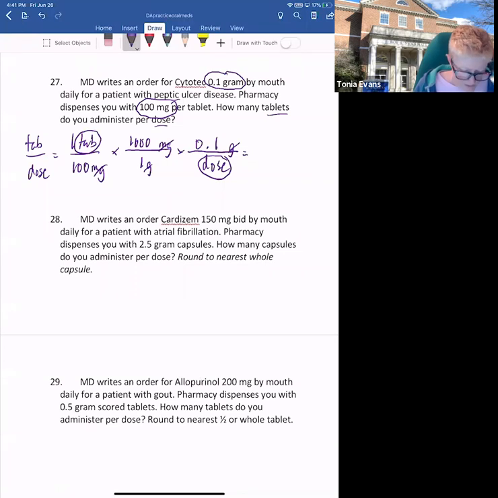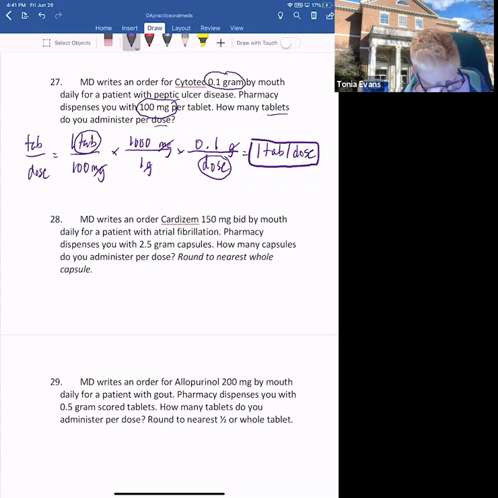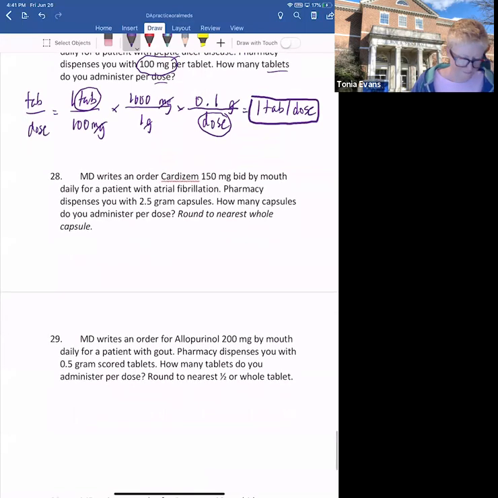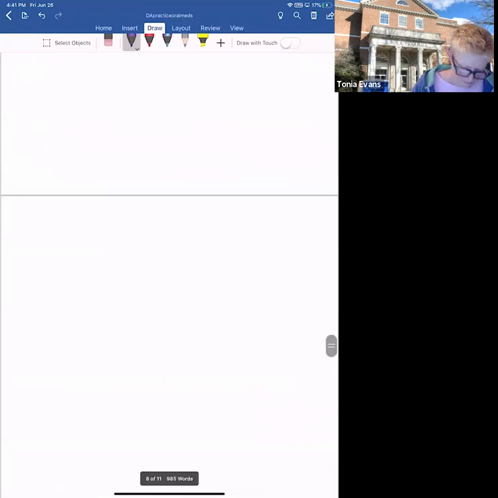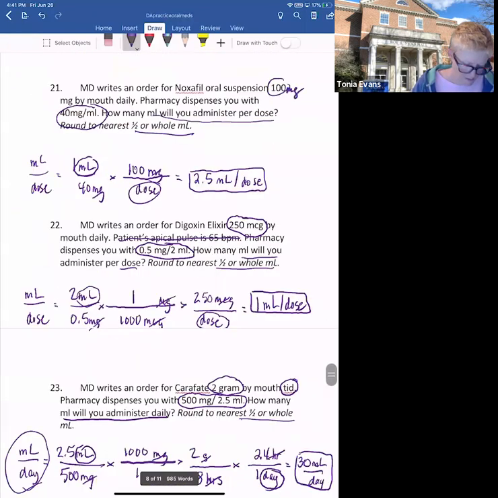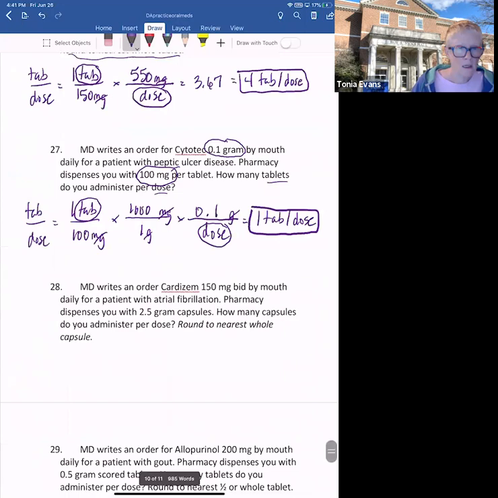Let's do our math here. So 1,000 times 0.1 divided by 100 equals 1 tablet per dose. Okay. Ooh, that disappeared. That's weird. All right.